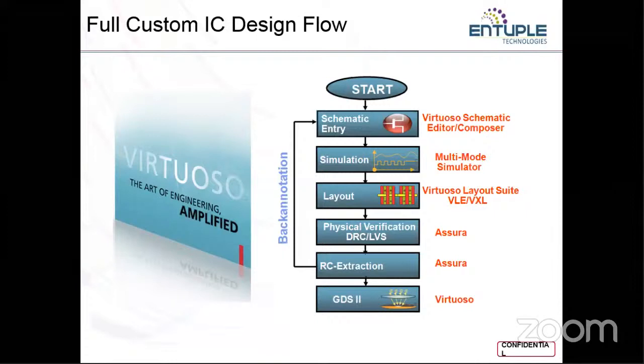Once you are satisfied with the results, you can move into the next phase of your design flow, which is GDSII. GDSII stands for Graphical Data Stream Information Interchange. So what does this contain? The GDS file consists of the information about your layout.